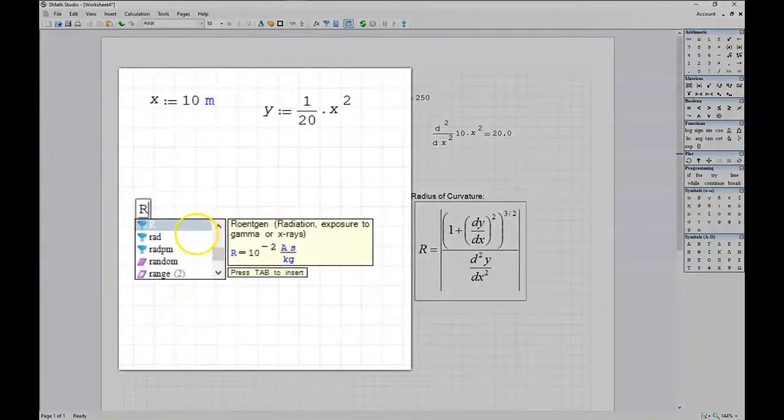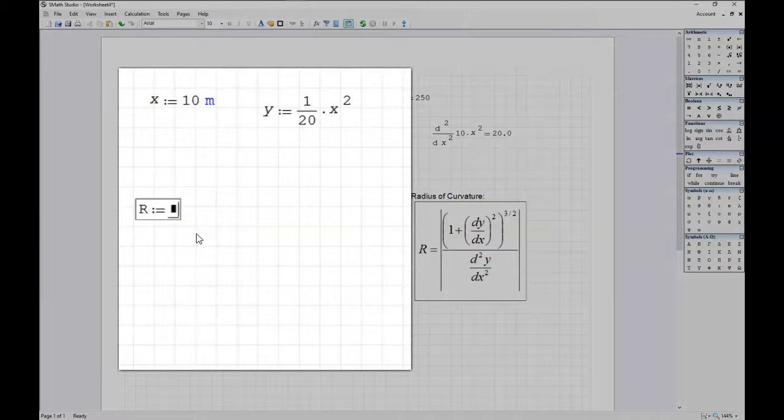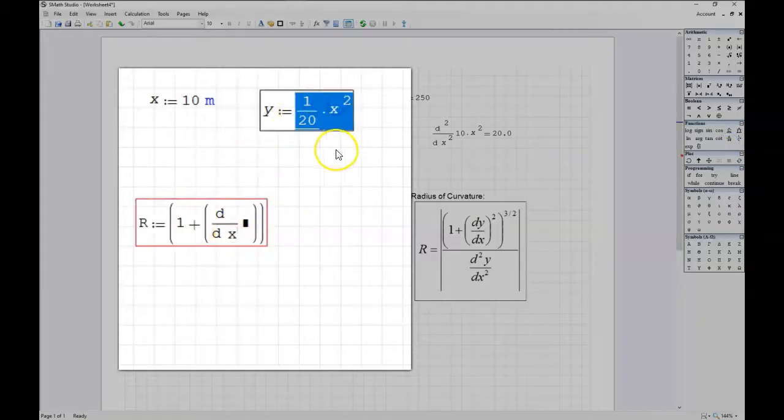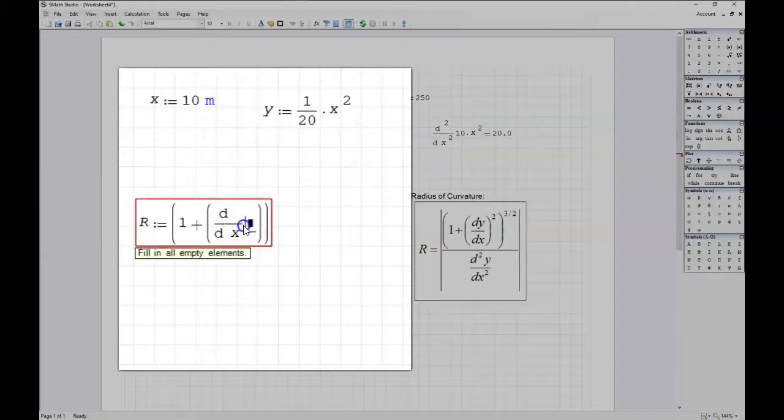So r, we're going to assign that to b. I'm going to open my parentheses, 1 plus, I'm going to open my parentheses again, and we're going to have the first derivative. So I'm going to take the first derivative with respect to x, and we're going to use our equation that we have here, our 1 over 20 times x squared. I'm going to copy that over.